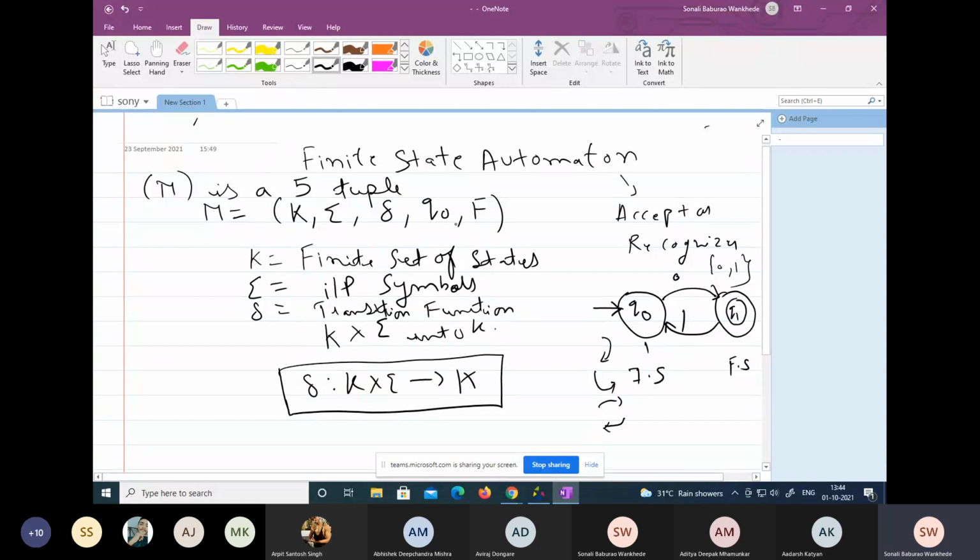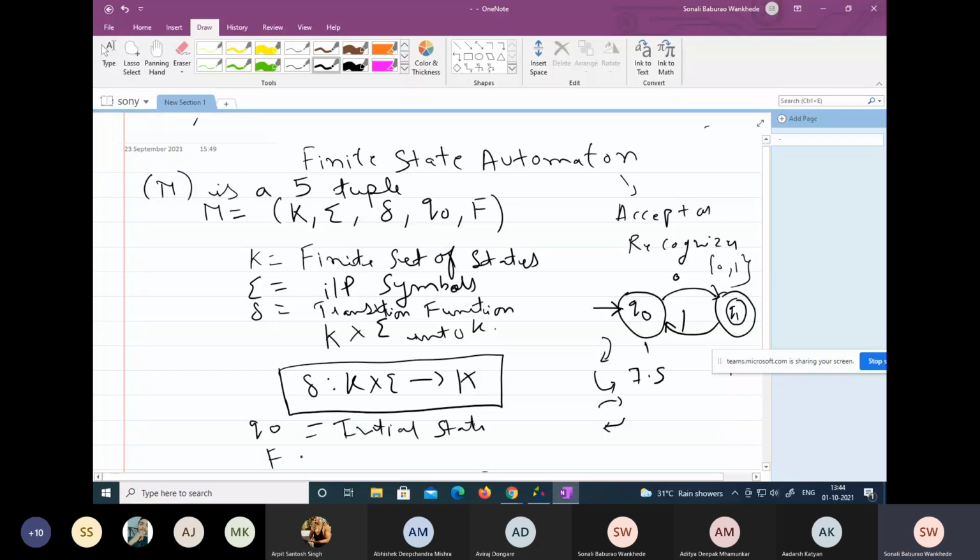Then we have Q naught. Q naught is our initial state, and similarly F is the final state. So you have to remember what all values M has, and how it is a 5 tuple. Because it consists of K, sigma, delta, Q naught, and F.